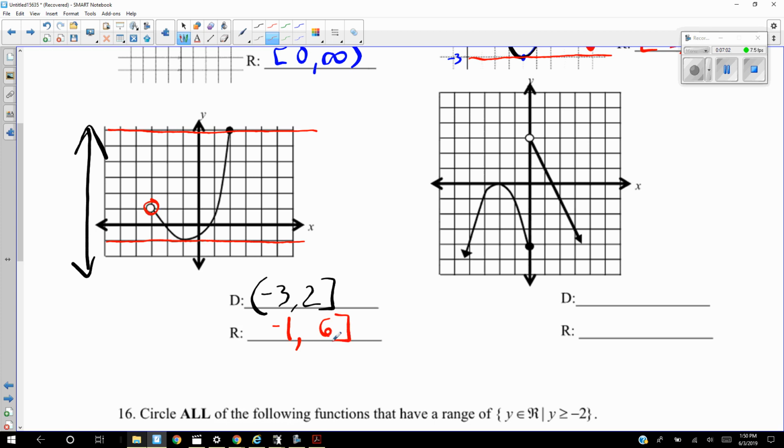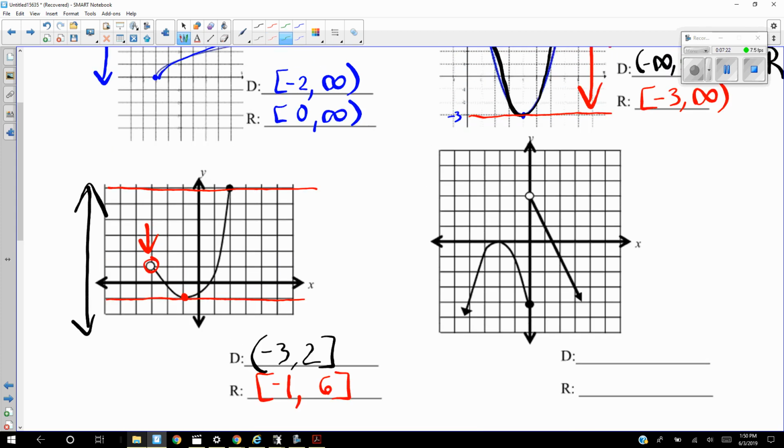I'm going to put a bracket around 6 since it's a closed dot. I'm going to put a bracket around -1. If they don't tell you what kind of dot it is, assume it's a closed dot. Only time you'll use a parenthesis around a number, like we did here, is when you actually can see an open dot.